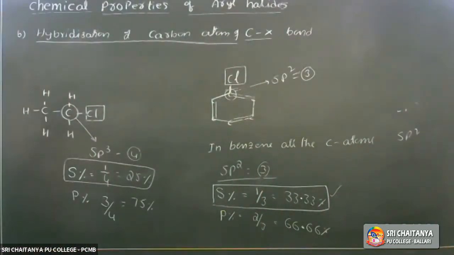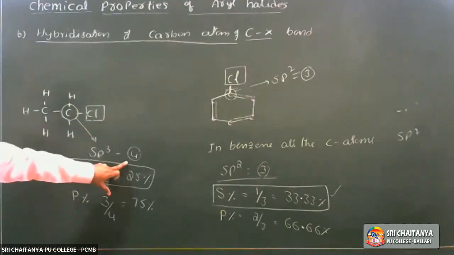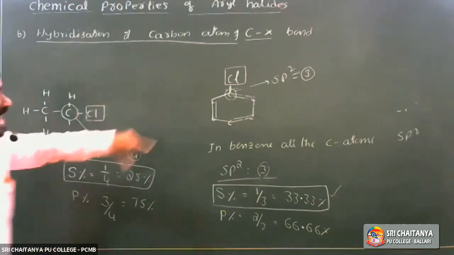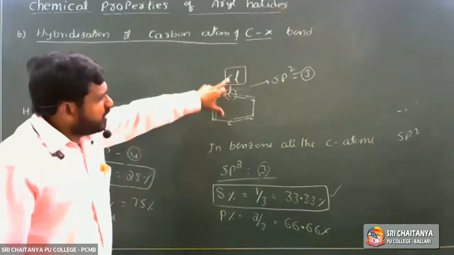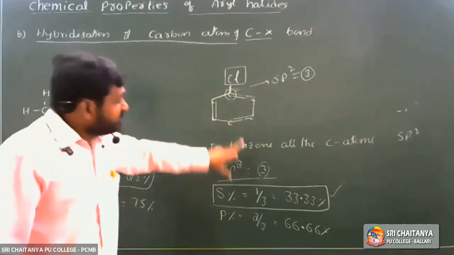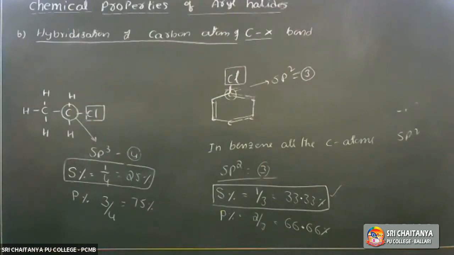Okay, now it is the second reason. It is also very important. So in haloalkanes, the halogen atom is attached with sp3 hybridized carbon, whereas in aryl halides, halogen is attached with sp2 hybridized carbon. It is the first observation.